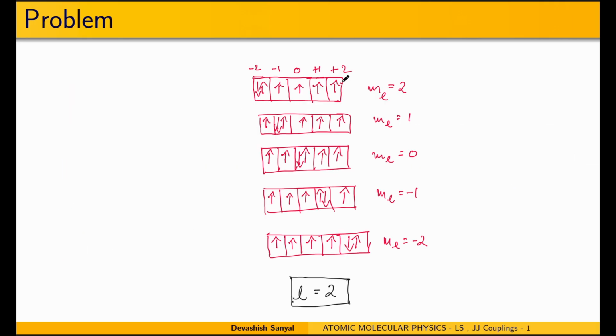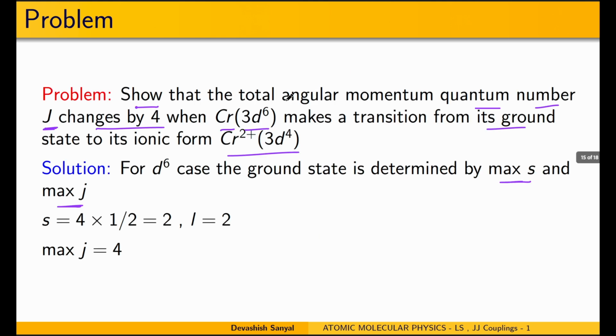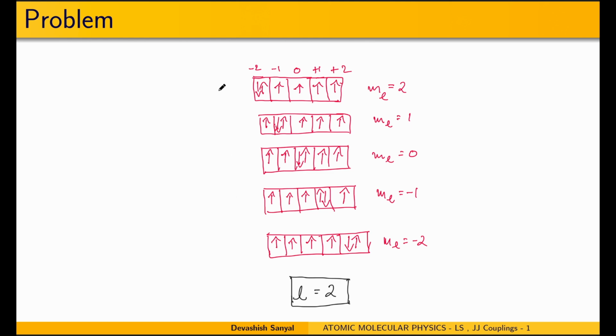So if d6 means like this, this is the d orbital, so 2 electrons will always be paired. So we have 4 unpaired electrons. So the maximum value of S will be half plus half plus half plus half, that is 4 into half, that is 2. The paired electron we will not consider, and then we will say the total orbital angular momentum L is equal to 2. Why? That you can easily check.